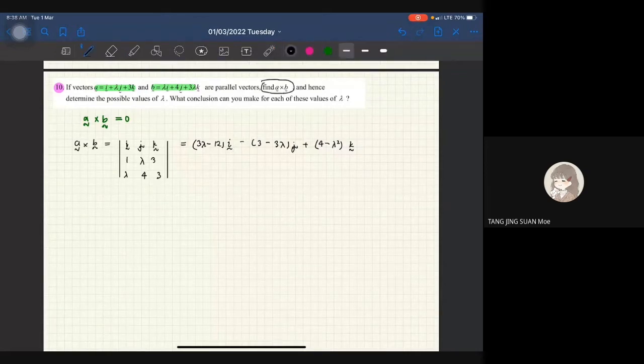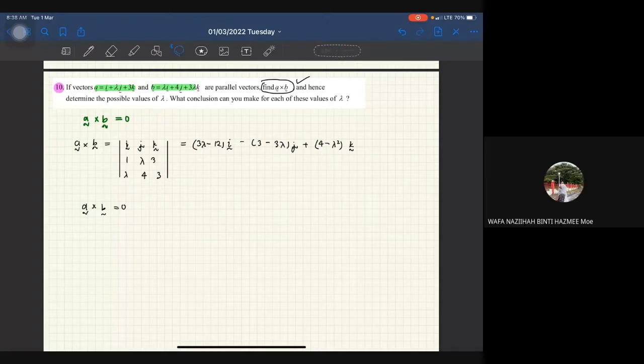So this part kita dah settle. Okay, hence determine the possible values of lambda. So kita akan buat A cross B sama dengan kosong. So A cross B is equal to 0. Why is it 0? Because they are parallel to each other. So kalau parallel, cross product dia akan jadi kosong lah.